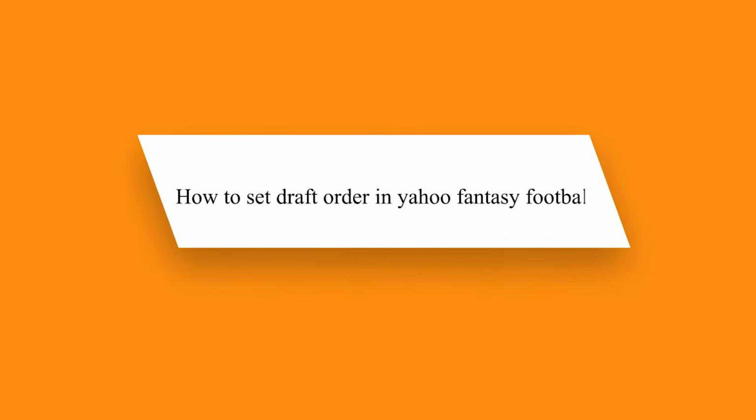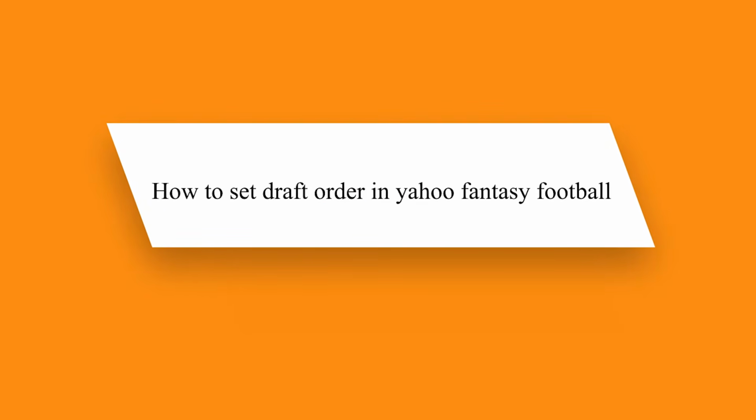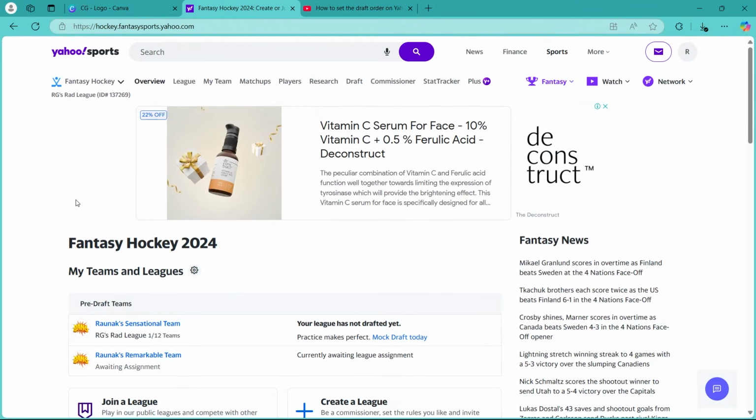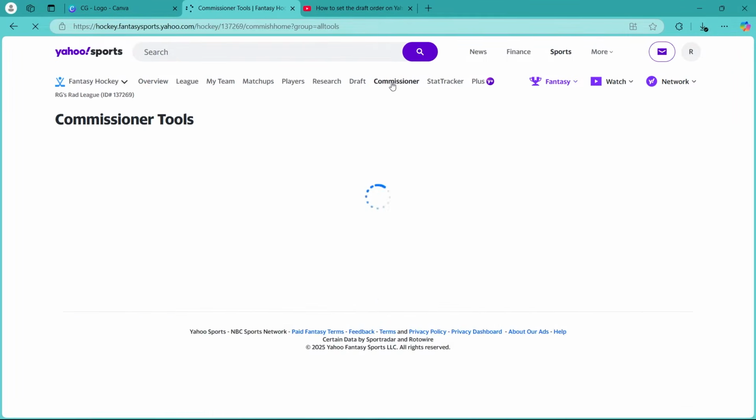Hello guys, today I will show you how to set draft order in Yahoo Fantasy Football. So in order to do this, first of all navigate to your Yahoo Fantasy Football page, then click on the commissioner icon at the top of this screen.